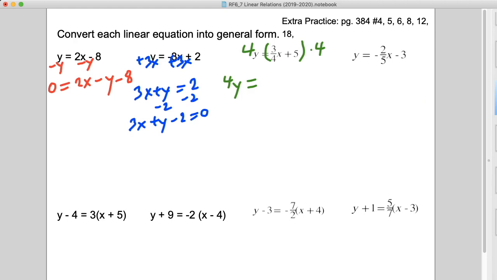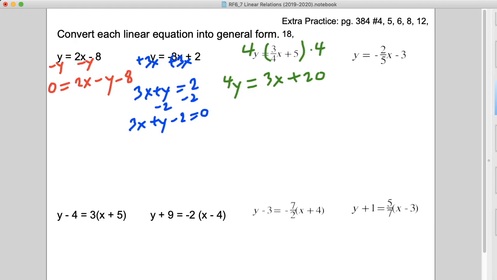So we have 4y is equal to 3x. Now this is a step that's super important. We got rid of that fraction. Now what happens with the 5? We also have to multiply the 5 and the 4 together. So we'll have 3x plus 20. One of the key places where lots of students make mistakes is they forget to multiply that constant, that value of b, by whatever factor we tried to multiply everything by.